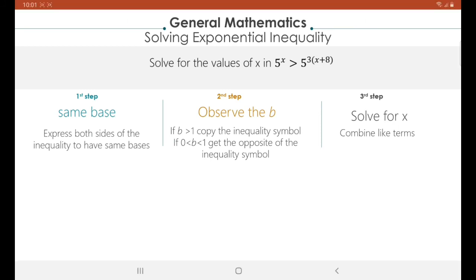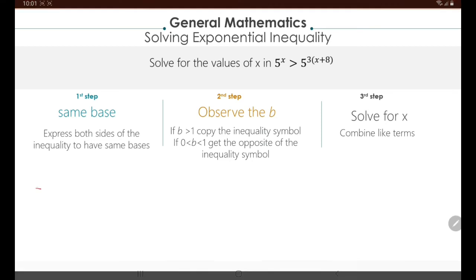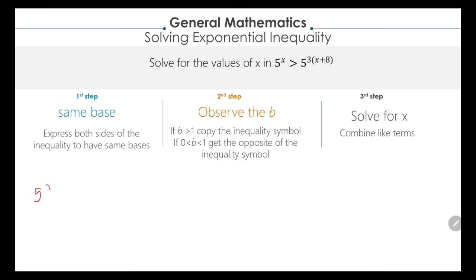5 raised to x is greater than 5 raised to 3 quantity x plus 8. So, kung mapapansin nyo, ang first step natin, kailangan daw same base. Doon sa ating given, parehas na naman na yung base natin. So, ilalagay na lang natin sa step 1. Kokopyahin na lang natin yung given natin. So, we have 5 raised to x is greater than 5 raised to 3 quantity x plus 8.